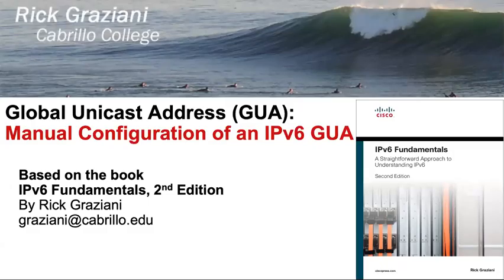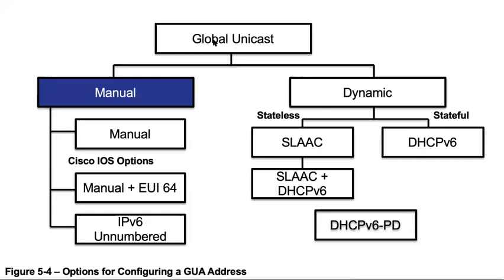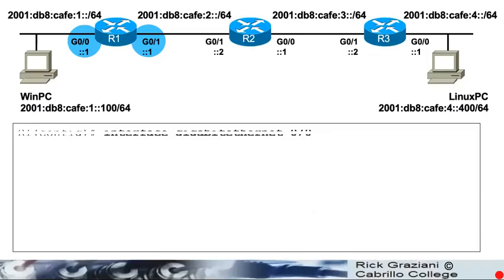Hi, in this video we're going to continue talking about global unicast addresses. Here, I'm going to show you how to manually configure an IPv6 global unicast address on both routers and also on hosts. Okay, so global unicast address, manual configuration. What we're going to take a look at here is the manual configuration. We'll also look at manual with EUI-64. Later, we'll take a look at how these addresses can be configured automatically or dynamically.